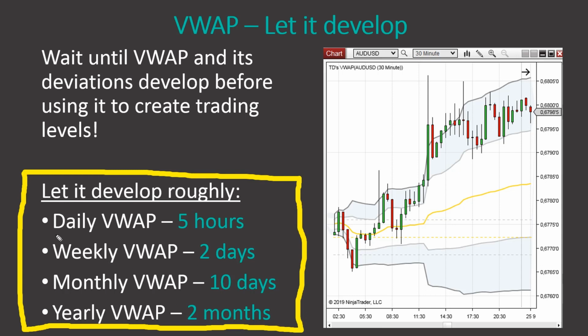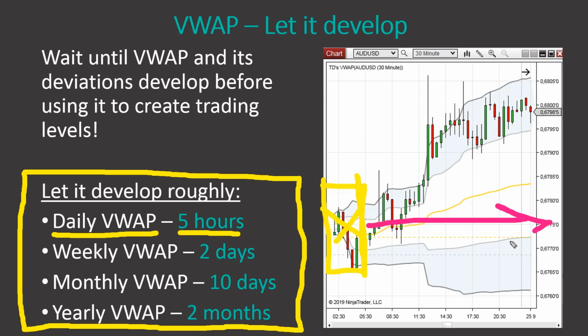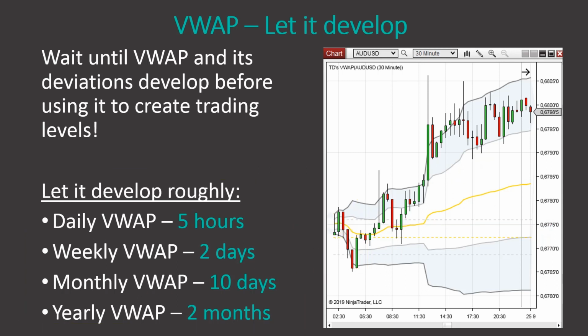So when I'm trading with the daily VWAP, what I recommend is waiting around 5 hours before you start applying those strategies I showed you. So in here, it would be somewhere in here. This would mean no trading with VWAP in this area, and then the rest of the day it would be okay to trade with a VWAP.